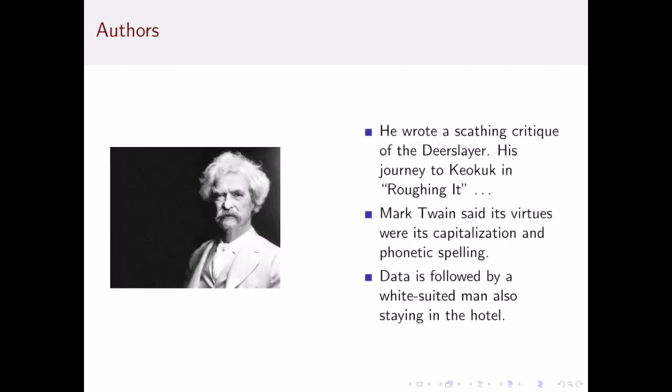First, what kind of entities are we interested in? A mantra that you should repeat to yourself as you're going through this process is: is the thing that you're marking an author, a literary work, a character, or an answer to the question? These are the things that you should be marking. For example, here are several mentions of the author Mark Twain. He wrote a scathing critique of the Deerslayer, his journey to Keokuk in Roughing It. Mark Twain said its virtues were its capitalization and phonetic spelling. Data is followed by a white-suited man also staying in the hotel. These pieces of text all refer to the same author, Mark Twain.